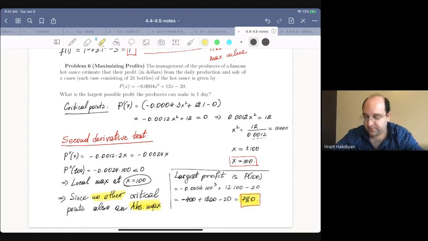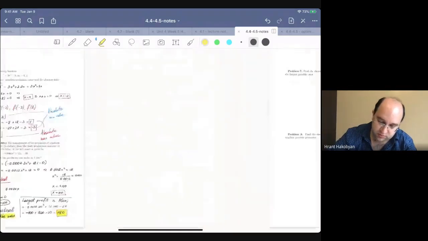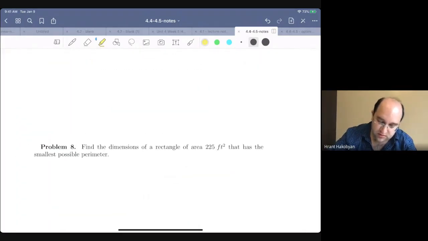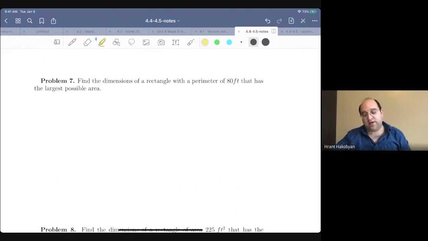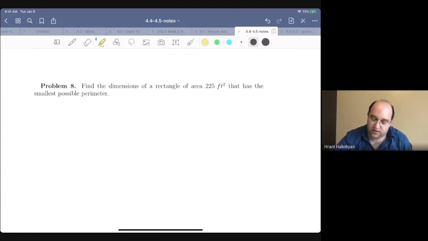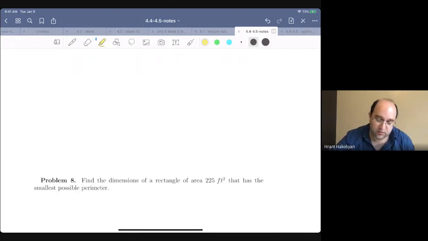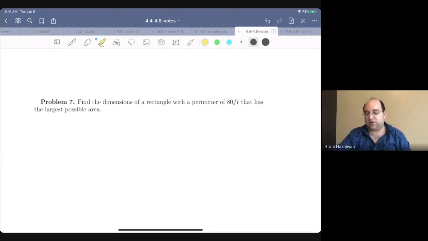Okay, so let's do the next problem. This is more of what optimization problems are like. It's quite possible you have an example like this either on the final or on the midterm. So again, what is the question? Find the dimensions of a rectangle with a perimeter of 80 feet that has the largest possible area.